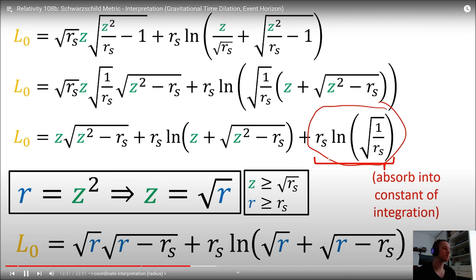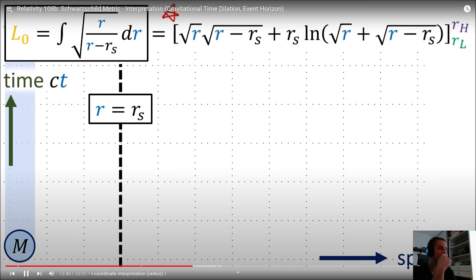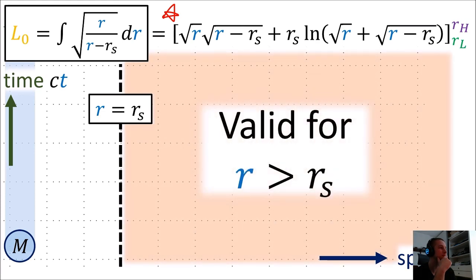of integration, which goes away when we plug in integral limits anyway. Very interesting. We end up with this equation for proper length, to be evaluated at two r positions. Note that this formula is only valid in the spacetime region outside of the Schwarzschild radius.